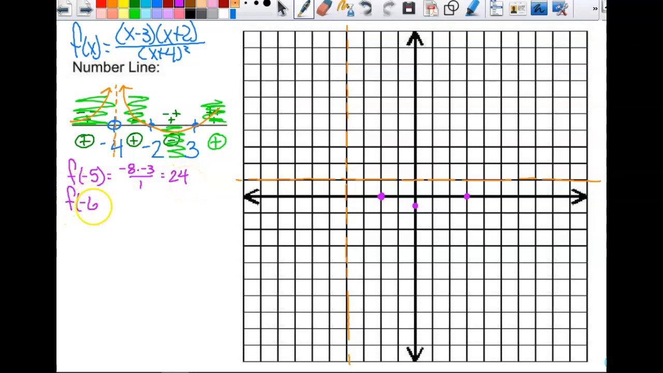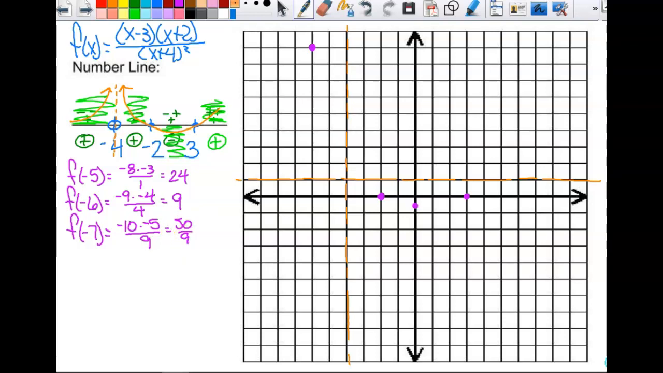So we'll try f of -6. That would give me -9 times -4 over 4. So that's just 9. I can get that one on there. So -6, 9 is right there. But that 1 point doesn't really help me that much. So I'm going to have to do f of -7. So it'll give me -10 times -5 over 9. That's 50 over 9. How many times does 9 go into 50?